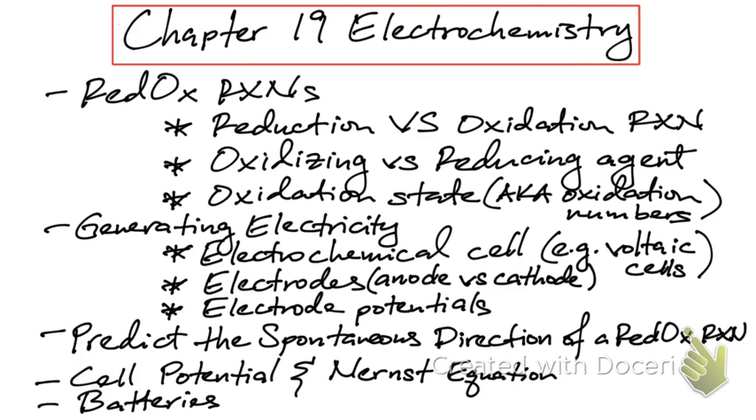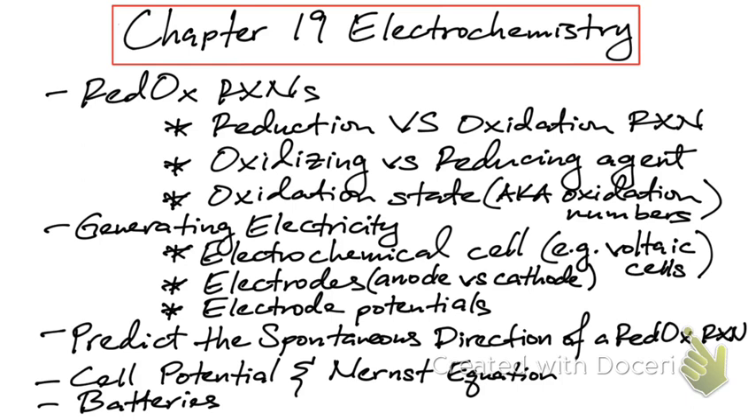Okay, so we'll talk about electrochemical cells, and these electrochemical cells are cells that you use to generate electricity via redox reactions. And one example is voltaic cells. And in every electrochemical cell, you have two electrodes: the anode electrode and the cathode electrode. And in each electrode, you can measure what they call electrode potentials. These are measured in volts.